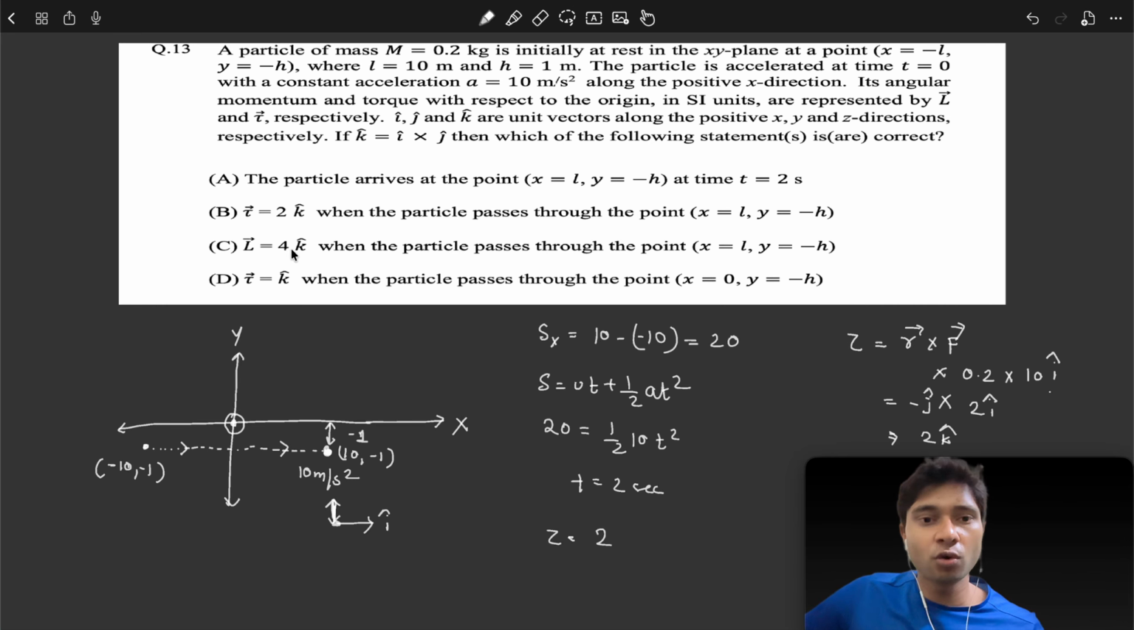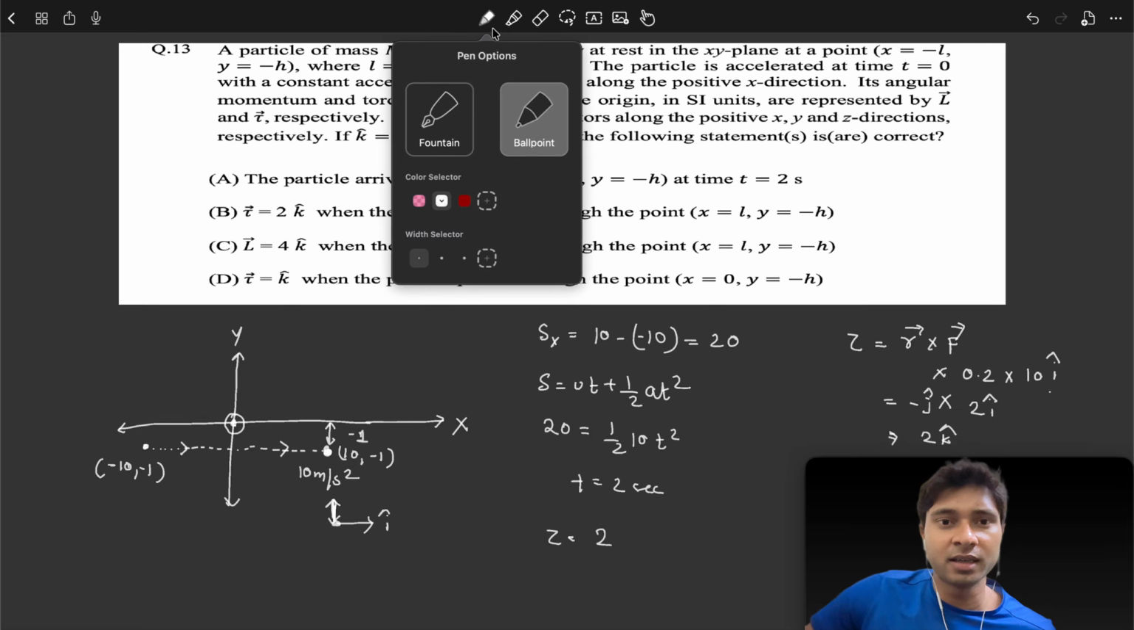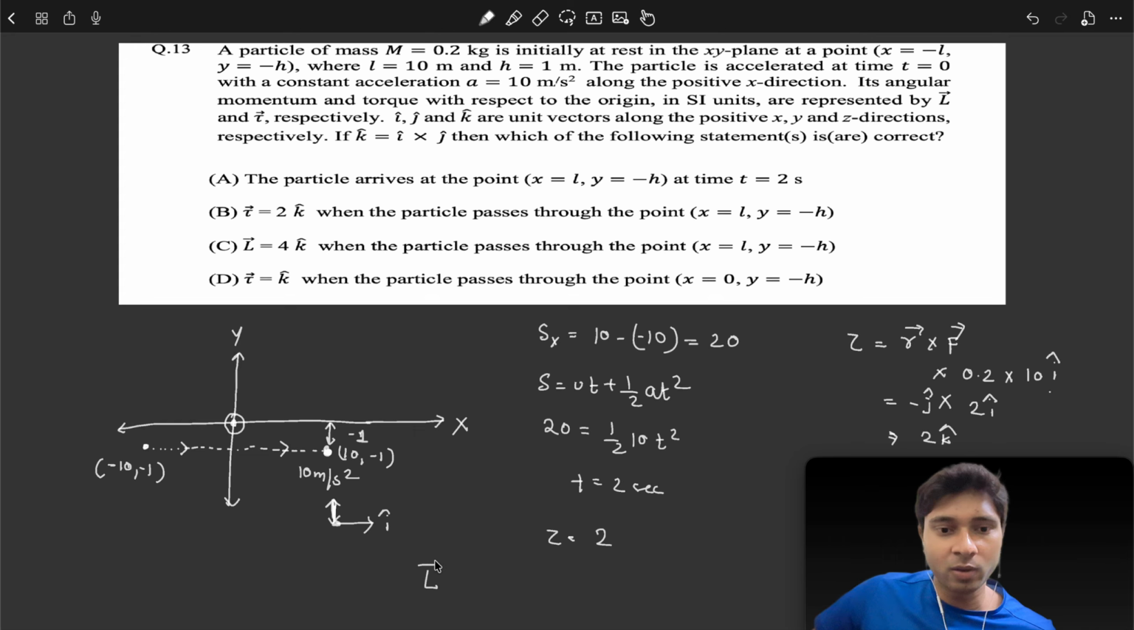Angular momentum is 4k cap when the particle passes through x equal to L, y equal to -h. What is angular momentum? Angular momentum is m r cross v. R we know. What is velocity? Again, this will be the same, just instead of acceleration we have to multiply the velocity. Previously we did r cross F, which is r cross ma. So we can calculate velocity here.